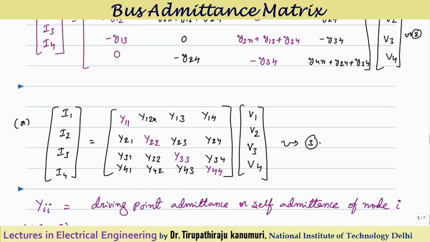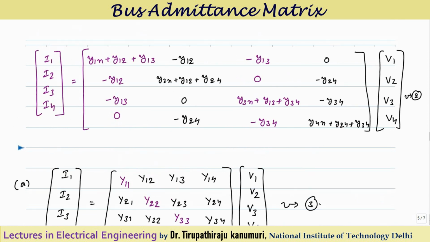I is equal to Y multiplied by V. So I am representing I1, I2, I3, I4 is equal to, so this is the first row, that's why I am representing with Y1, first row first element, that means Y11, first row second element Y12, Y13, Y14. Similarly this is the second row, so Y21, Y22, Y23, Y24. Similar is the case for the others, and this constitutes two things, one is the diagonal elements and the other is the non-diagonal elements.